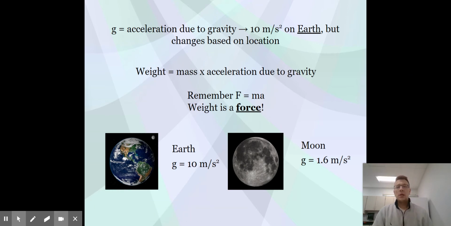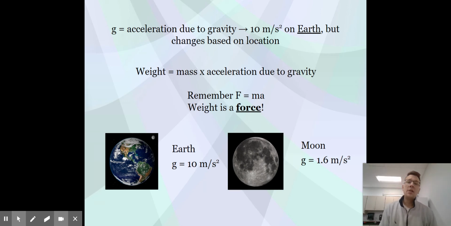Lowercase g is the variable for acceleration due to gravity. So it is a measurement of acceleration, measured in meters per second squared. Essentially, if you were to drop something in air, how quickly will it accelerate as it moves down? Now, technically, this value is 9.81, etc., meters per second squared. But in this class, we'll go ahead and round up to 10 meters per second squared to keep calculations simple.